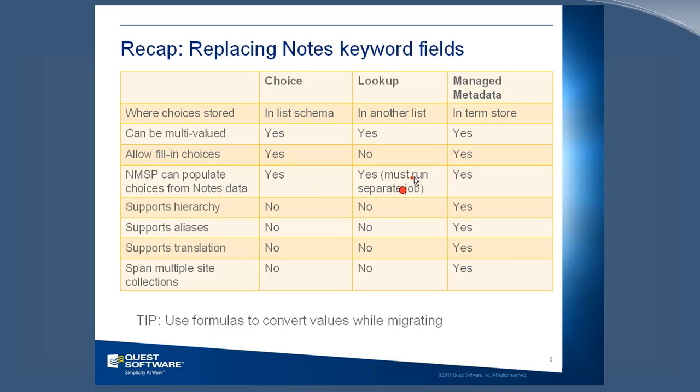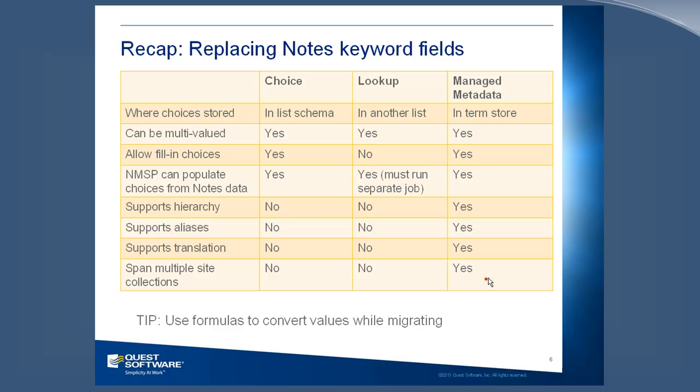Now, in the case of a lookup field, we had to do it as a separate job ahead of time, like I just showed you. In the case of choice field and managed metadata field, we can just check a box and say, yes, go ahead and add that to the list of choices, or add it to the term store. And then term stores, again, have all these enhanced options of a hierarchy concept, aliases, translation, and a wider scope. It can be used against multiple site collections.